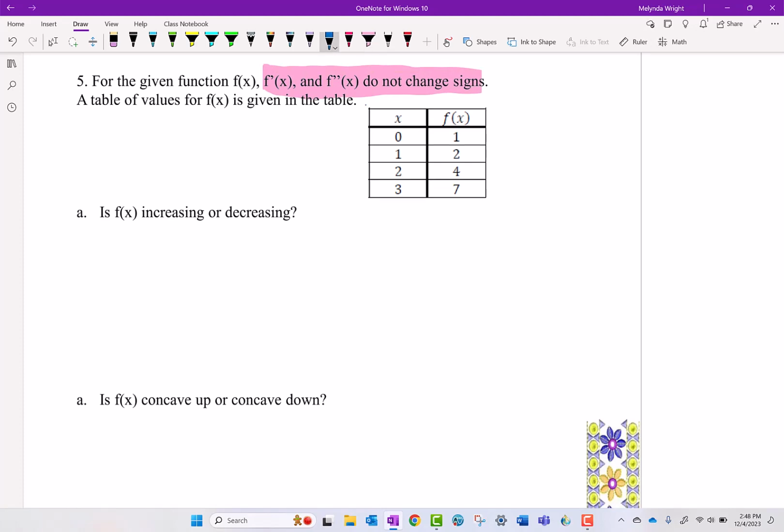All right, so is f, just plain old f, increasing or decreasing? Well, how would we know? What we would do is look at the y values. So I'm going from a y value of 1 to a y value of 2, 4, 7. Those numbers are getting bigger, right? So we would say f is increasing since the y values of f are getting larger.